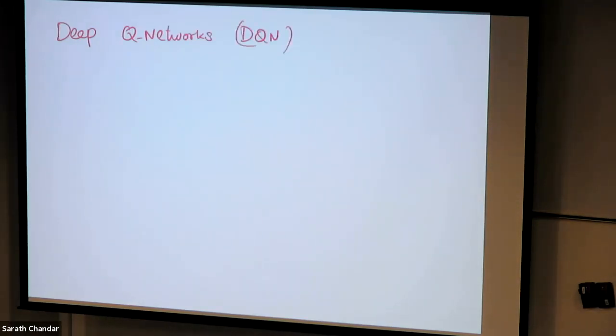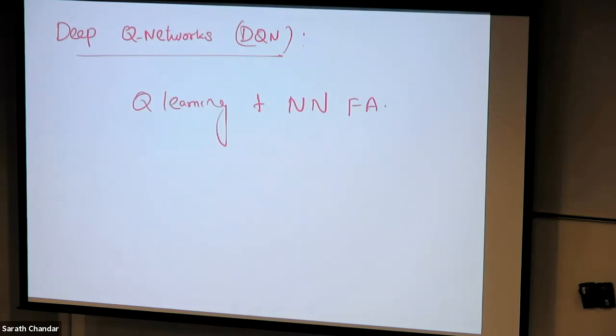Okay. Now, DQN, or deep Q networks, is basically just a combination of Q-learning and a neural network function approximator. So we have Q-learning. Instead of having a linear function approximator, I'm just going to have a neural network function approximator. Now, we already know that when you do function approximation with Q-learning, we might diverge, right? Because Q-learning is an off-policy algorithm with bootstrapping, and you're using a nonlinear function approximator to make things worse, so you will diverge, right?